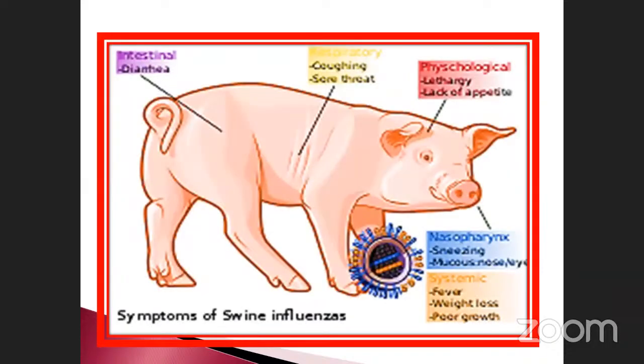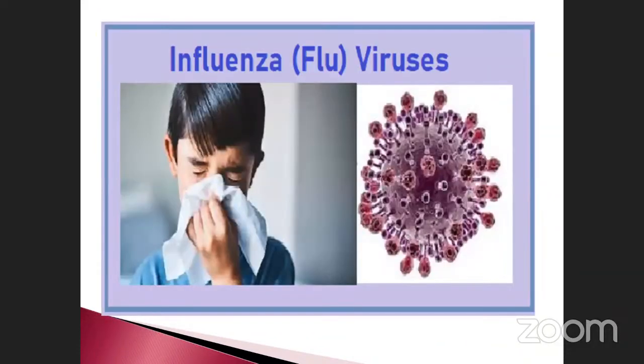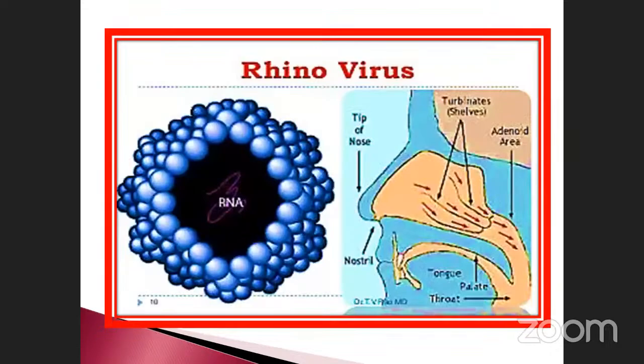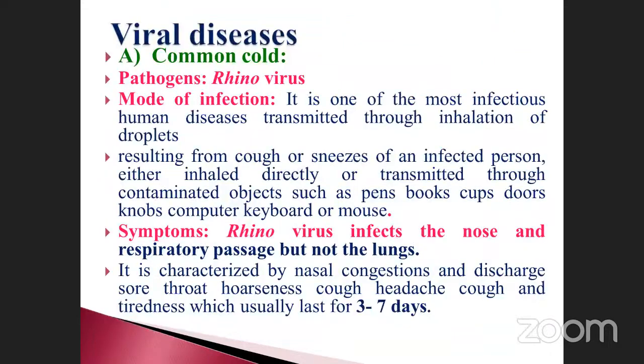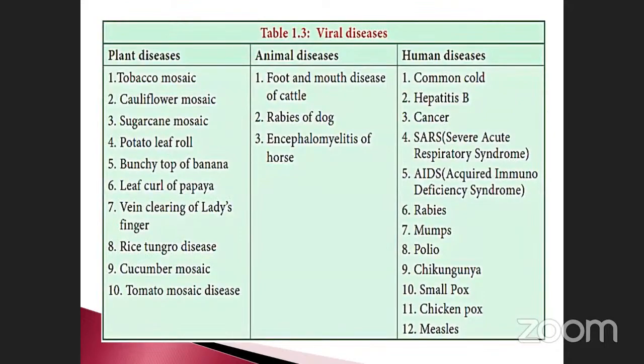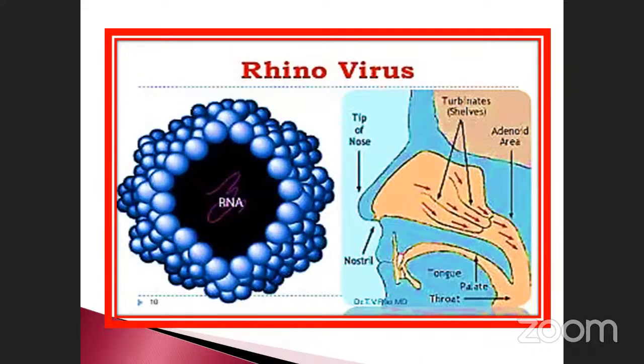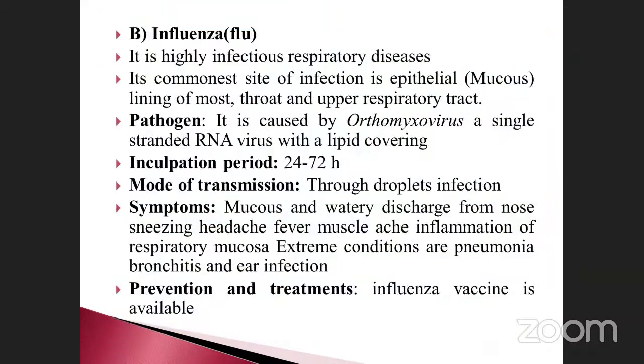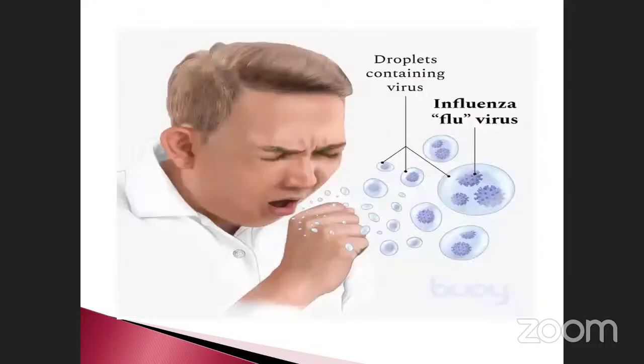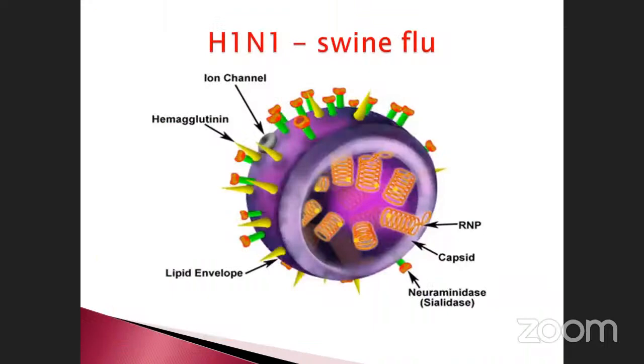The first one is common cold. Already we saw it. What is meant by common cold? How does it spread? The second one is influenza. Rhinovirus is responsible for common cold. RNA is the genetic material. Influenza is also one of the RNA viruses. Orthomyxovirus, don't forget it. Influenza. H1N1 is also there. That is also a virus spread by swine, otherwise called pig.